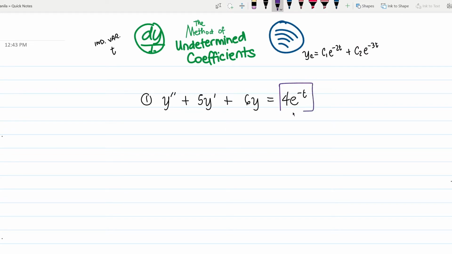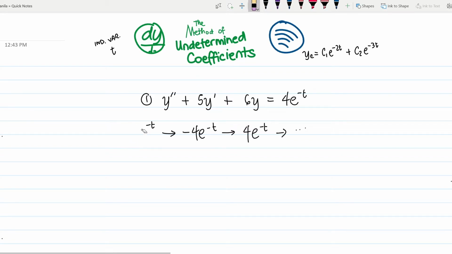But right now, it's not equal to 0. It's equal to 4e^(-t). So what are we going to do? We see that this forcing term is in the form of an exponential, right? What's nice about exponentials is that if you keep deriving them, this becomes minus 4e to the negative t. If you derive that, it becomes 4e to the negative t, and then it just continues, right? So what's nice about them is that cyclic nature.